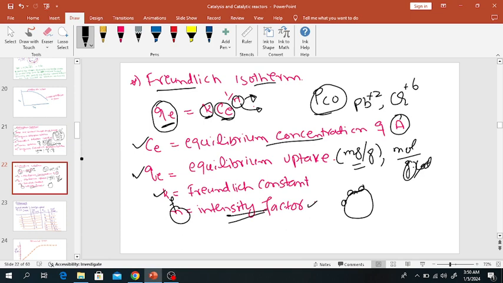Whether the interaction is good or not can be determined from this n factor, this n number. This is a constant number.